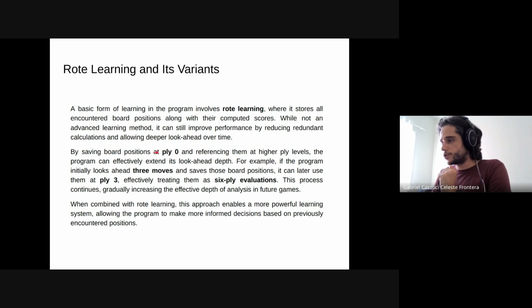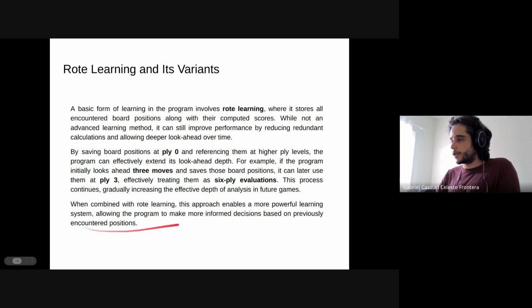So if we save board positions at ply 1 instead of going deeper, then we can reference them at higher ply levels, so we don't have to recalculate them. And the program can effectively extend the look-ahead depth. The example is if the program initially looks ahead 3 moves, which was the standard ply 3, and saves those board positions, we can later use them at ply 3, effectively treating them as ply 6 evaluations. So this process continues, gradually increasing the effective depth of analysis in future games. And when combined with rote learning, this approach enables a more powerful learning system, allowing the program to make more informed decisions based on previously encountered positions.